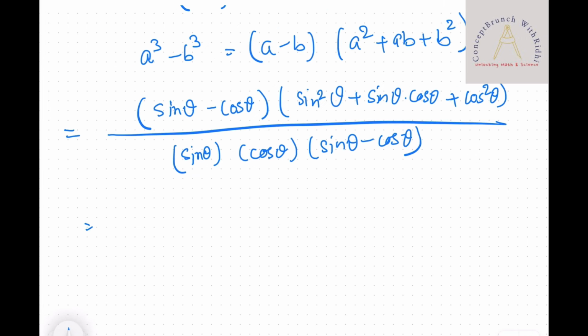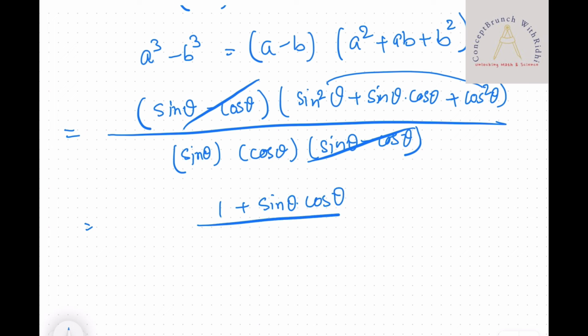now over here sin square theta plus cos square theta is an identity, so we can write 1 plus sin theta, like this is 1, and so answer will be what? C. And one more thing, sin theta minus cos theta we can cancel out, so these two will be 1 plus sin theta times of cos theta divide with sin theta times of cos theta, correct?